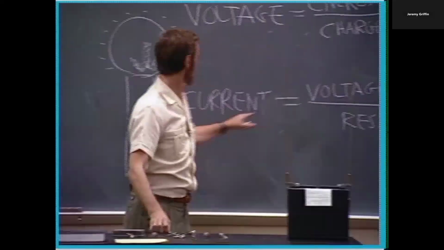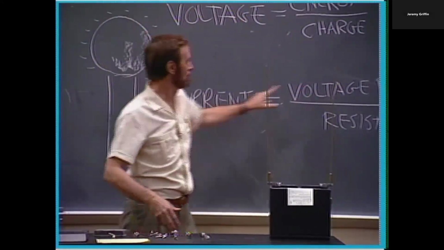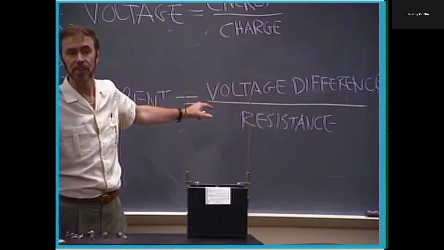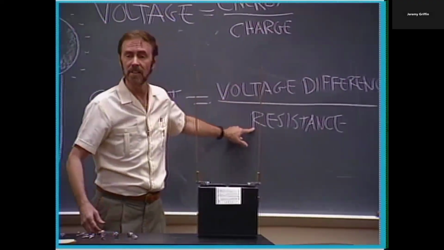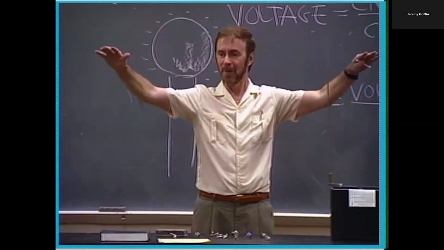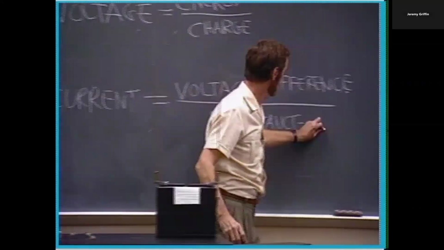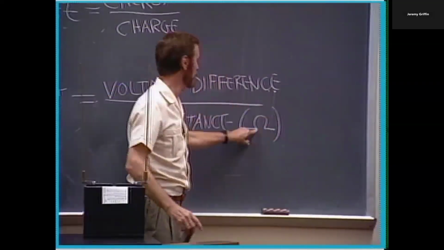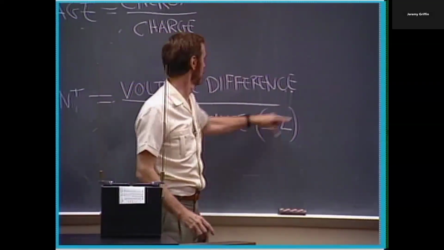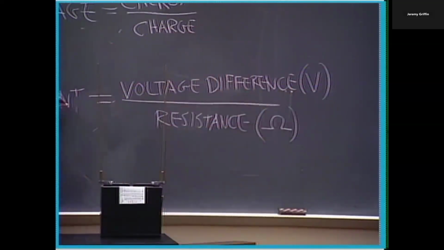So we measure current in amperes, amps, okay? And we measure voltage in volts. And we measure resistance in, all together now, ohms. In fact, ohms are written like this: the Greek letter omega. Voltage is written like this, V, and current is I.